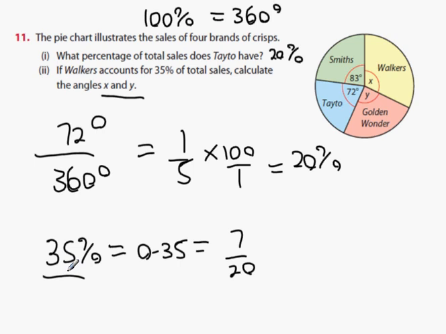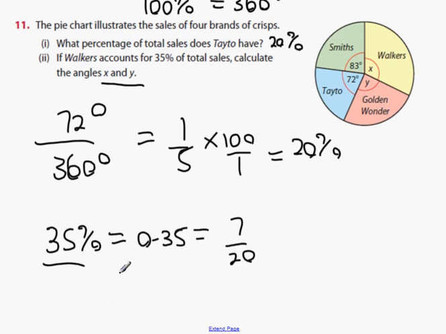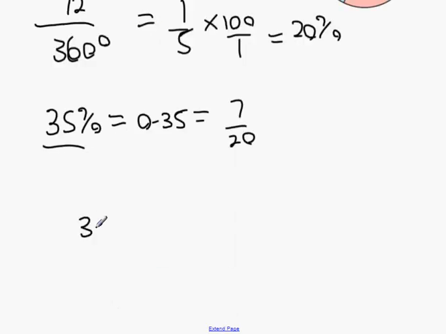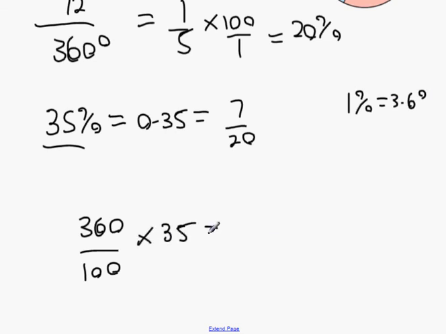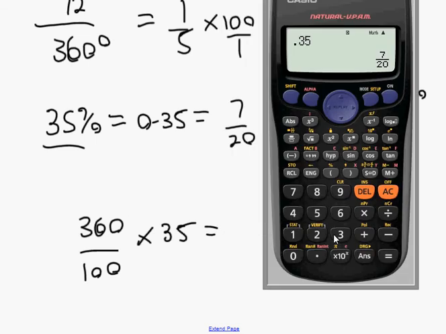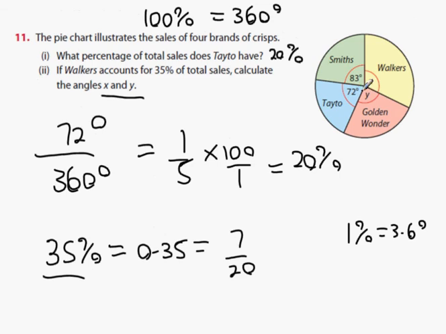360 over 100. Oh no, you get 3.6 multiplied by 35, same thing, right? So you get your 360, you divide it by 100 to find out what 1% is equal to. 1% is basically equal to 3.6 degrees. Then you multiply that by 35, and what do you get? 3.6 multiplied by 35, what did you say? 126. This makes this angle here 126 degrees.